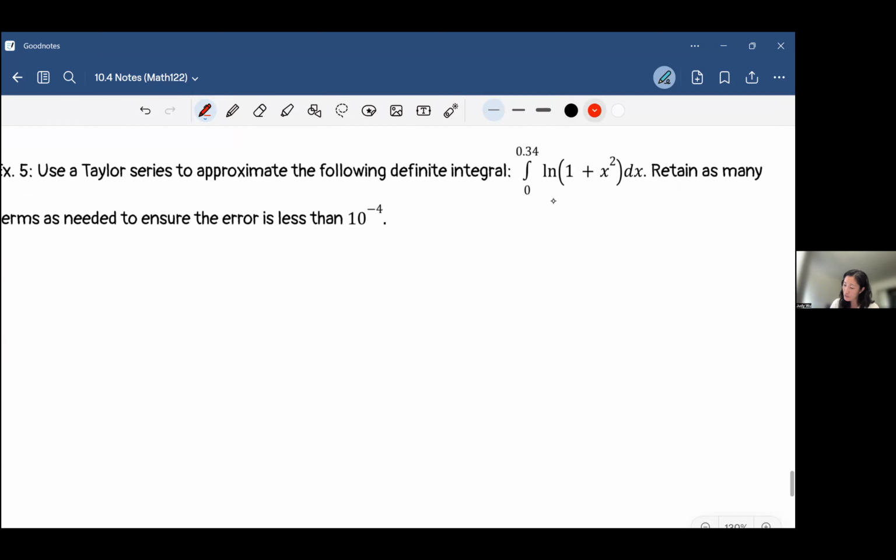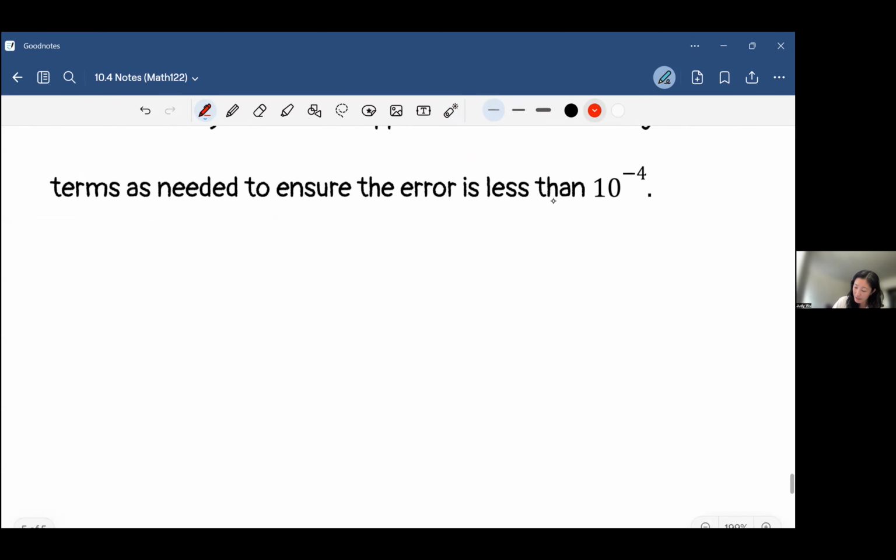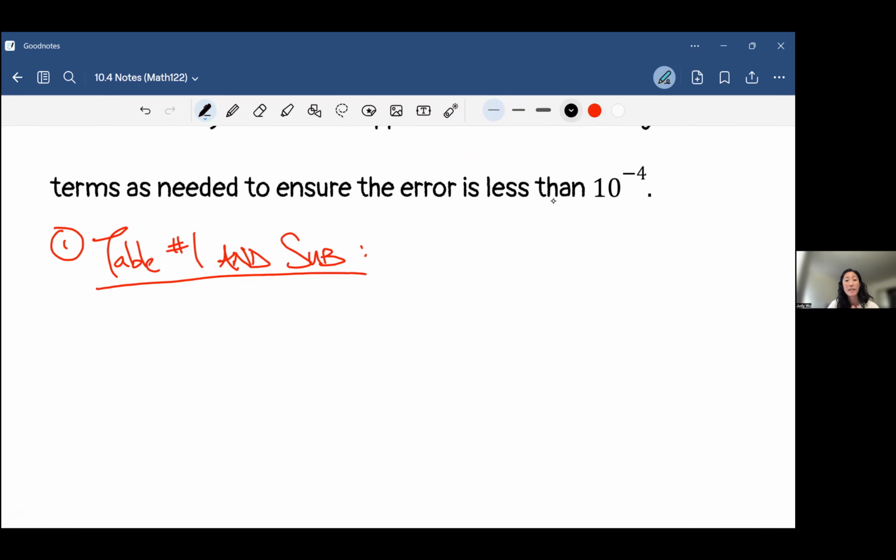So we're going to use the Taylor series to approximate the following definite integral. Don't be scared of the decimals. Don't be scared of the natural log. We're going to do so much of the things that are the same as what we did in the previous example, okay? All right, we are going to start off by using our table number 1 and our substitution. These are skills from 10.3 that I think are really helpful. So if you need to go back and visit 10.3 lecture videos, definitely do that, but we're building on that, okay?